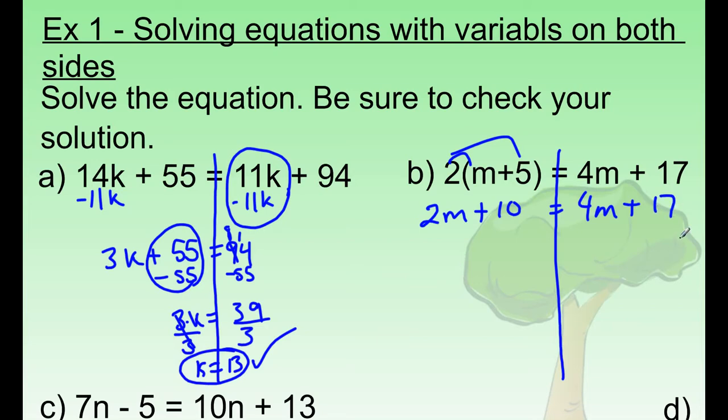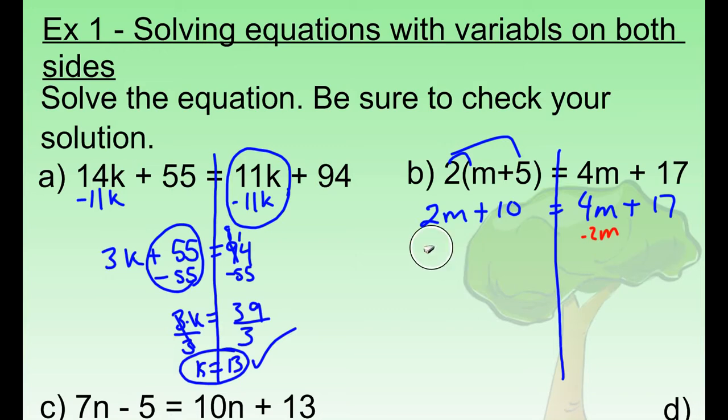All right, step 3. We're going to get rid of the variable on the right. So I have 2m, 4m. Now, this is an example of a time where I personally, if I was doing this on my own, would actually get rid of the variable on the left. Simply because if I would subtract 2m and minus 2m, these would cancel out and this would give me a positive 2m.